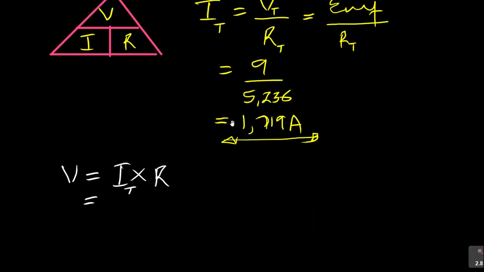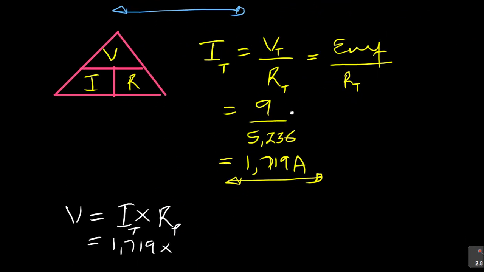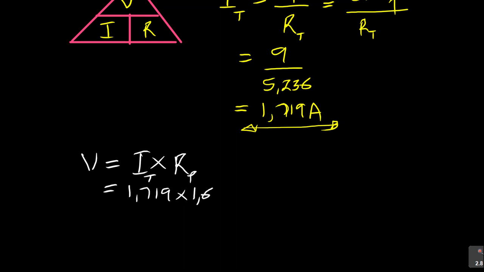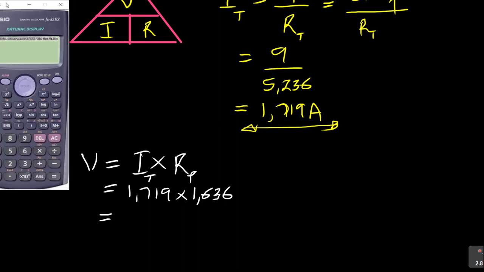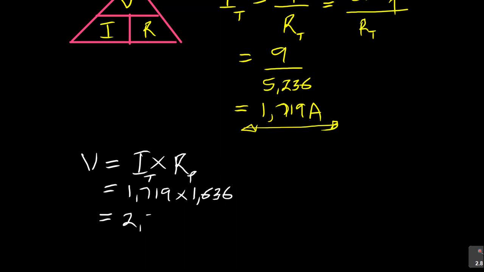And what about R? R was our RP. So we want to find the voltage across all these resistors, which is equal to I was 1.719 times RP. You still remember it was 1.636. Let's multiply this. 1.719 times 1.636 gives 2.812.